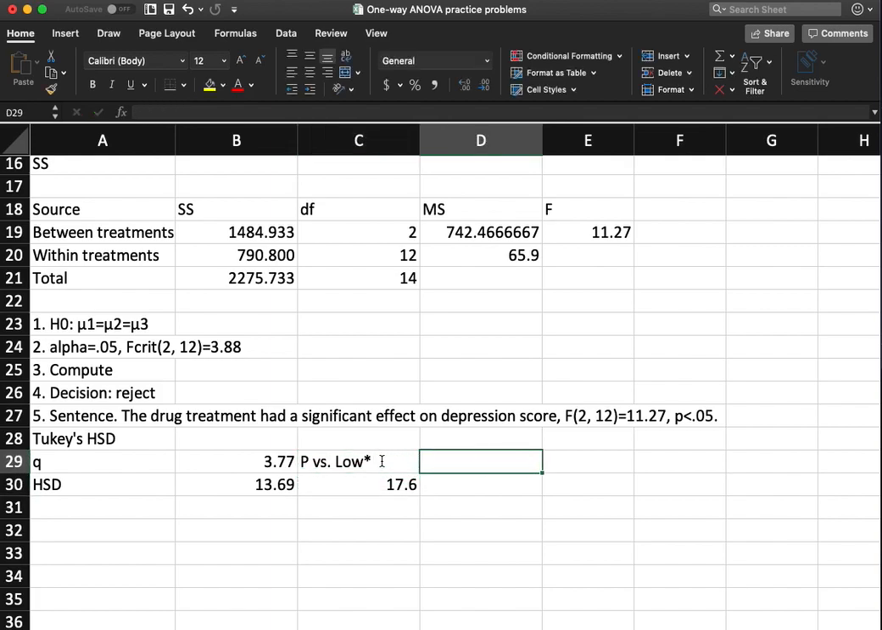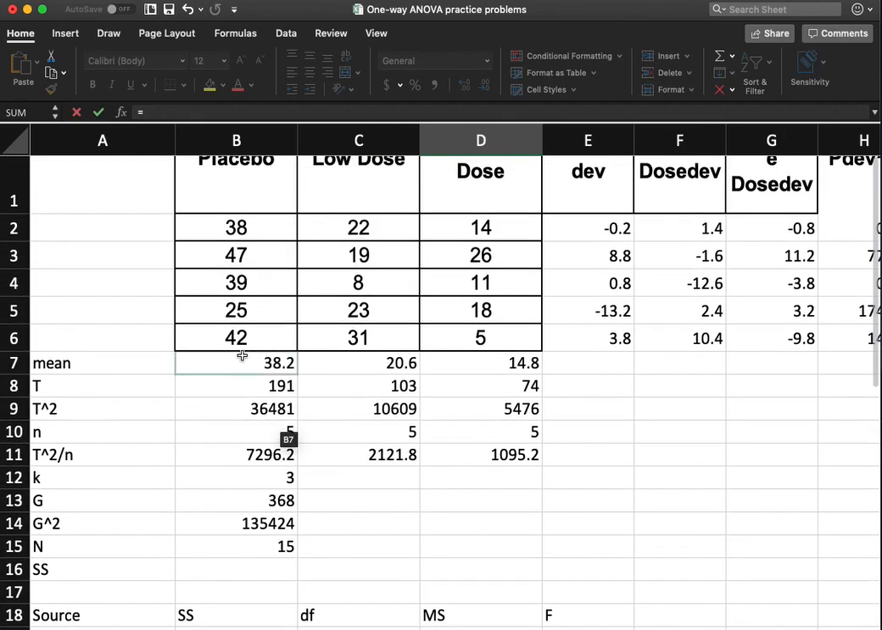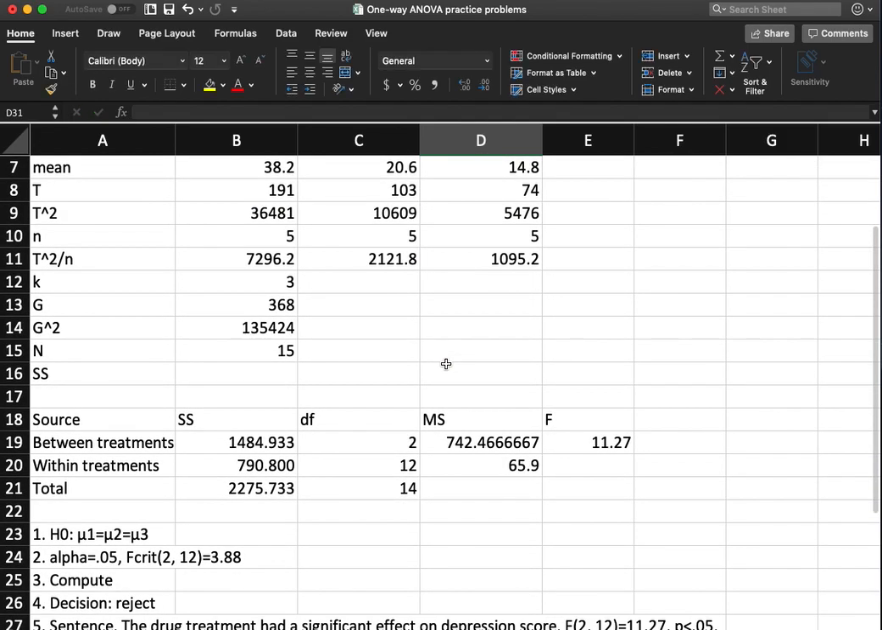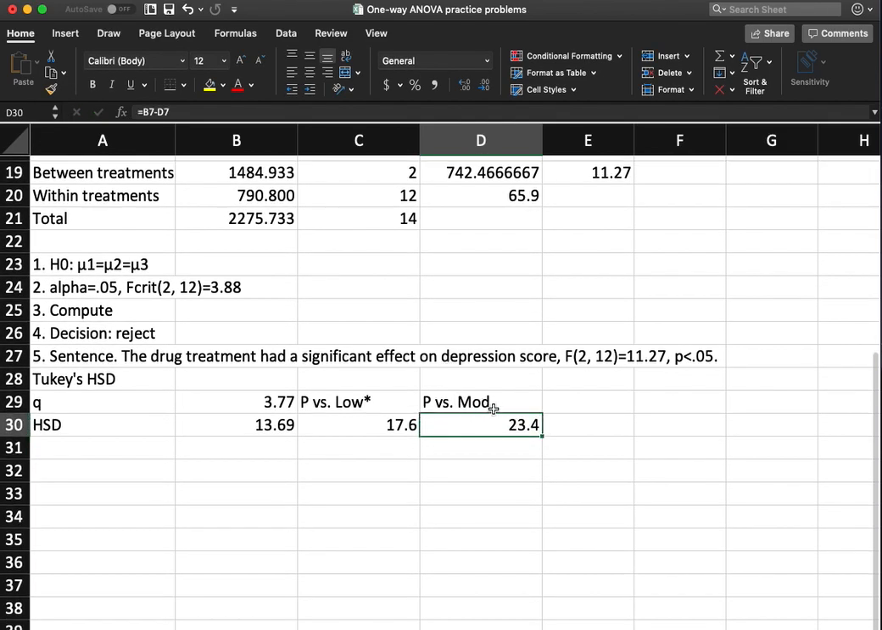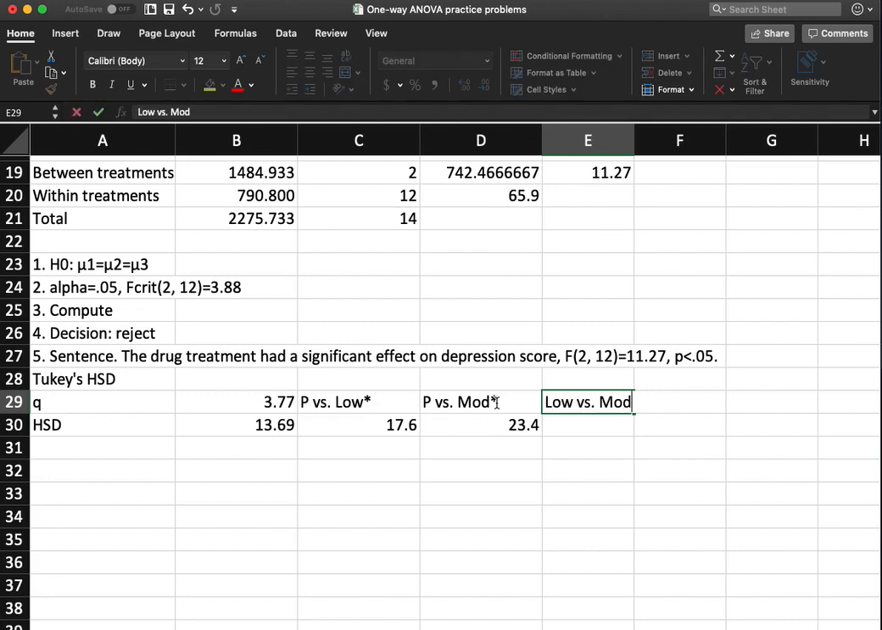How about placebo versus moderate dose? That's equal to 38.2 minus 14.8. 23.4. Okay, so that's a significant difference. We've got one more comparison to make, low versus moderate dose.